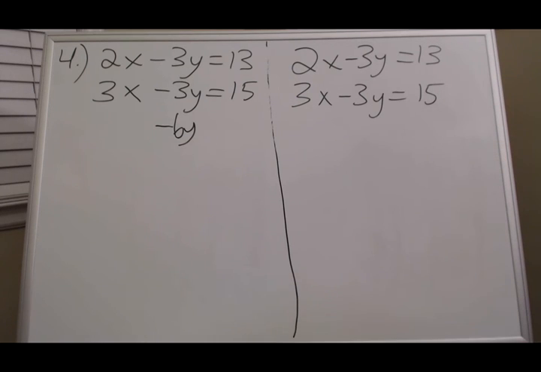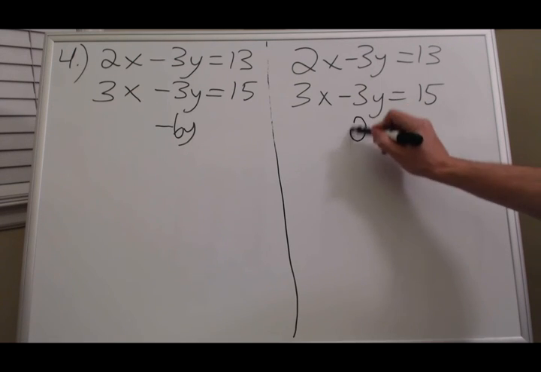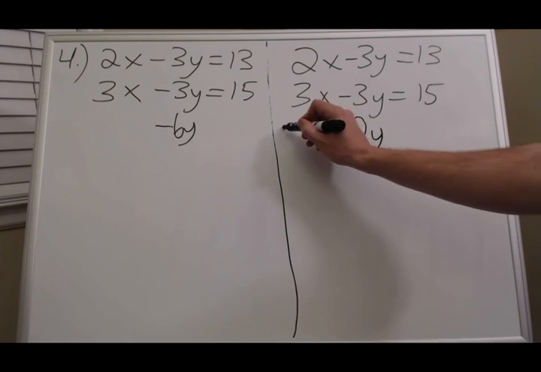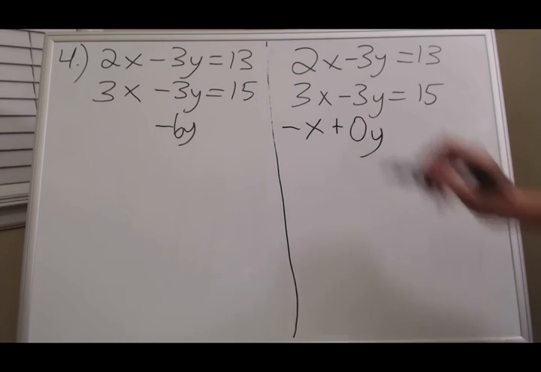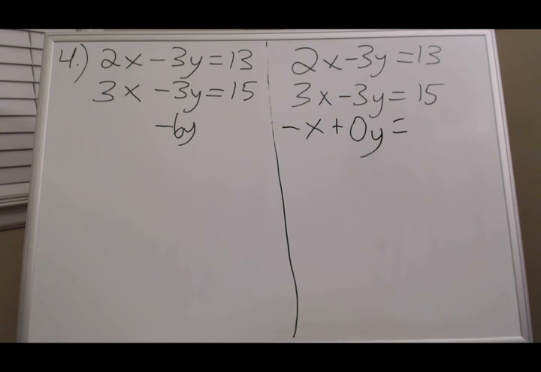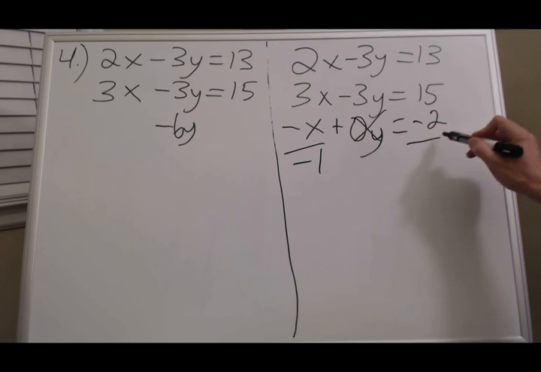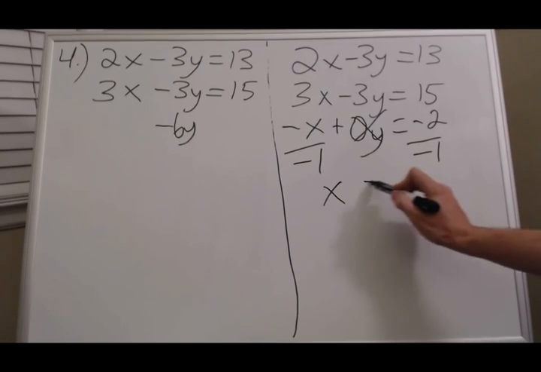On the right, if we take negative 3y minus a negative 3y, that's the same thing as negative 3 plus 3, and it gives us 0y. That's what we want. So we can subtract all three columns straight down. 2 minus 3 gives us a negative x. And 13 minus 15 gives us a negative 2. This cancels out. We divide by a negative 1 on both sides. And we end up with x is equal to 2.